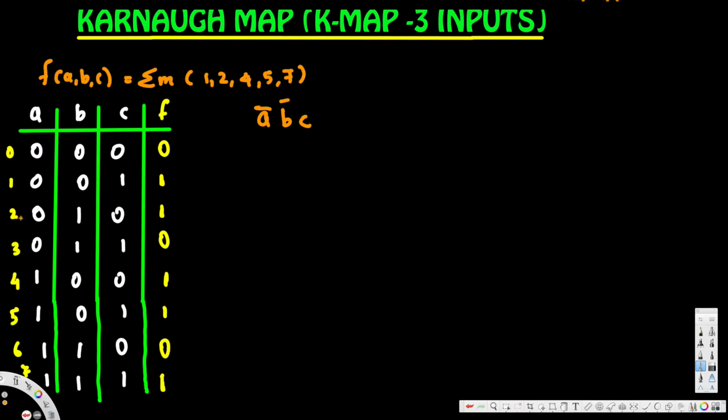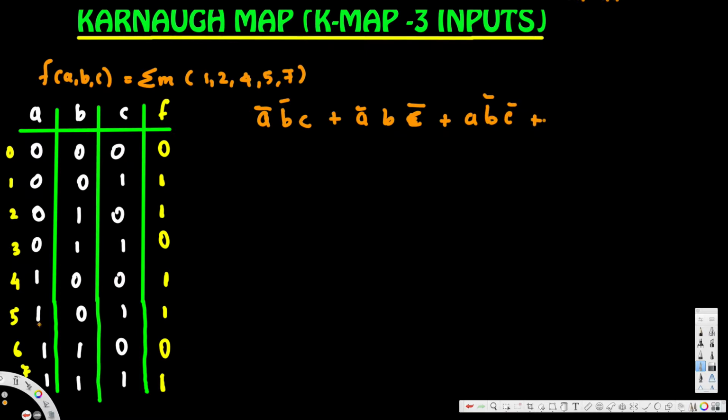For location 2, if you look at this one, here we have 0, 1, 0. A is 0, so we have to turn that into 1, so we put a not. B is already 1, so we keep it as it is. C is 0, so we put c not. Then at location 4 we have 1, 0, 0. A is already 1, so we just keep it as it is. B is 0 and c is 0, so we have to not both of them.